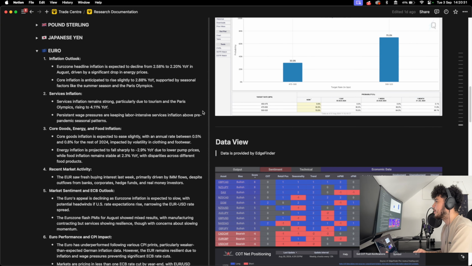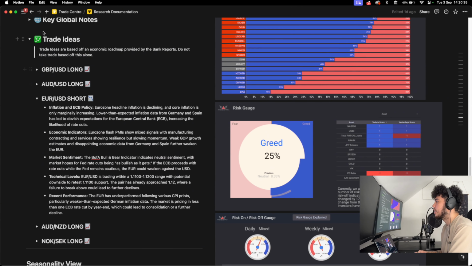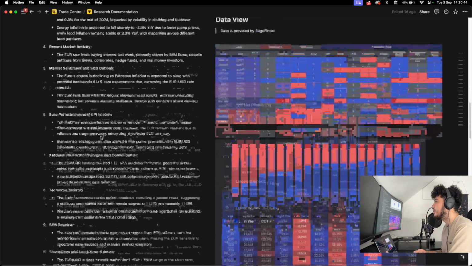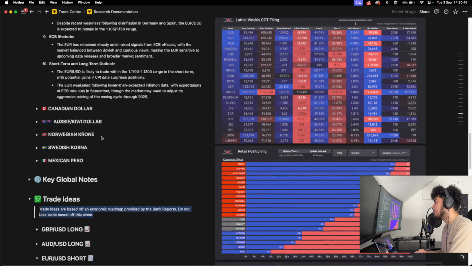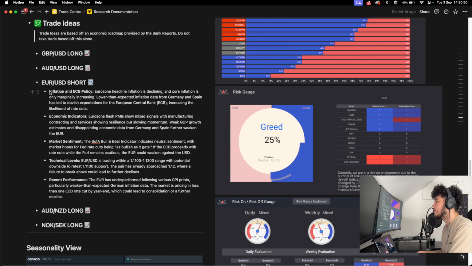Now, if we scroll down here, we have a trade idea. These trade ideas, again, are built by Elite Traders, by myself, and sent out to our members. And these are built from all the information that we get in these bank reports, from the aggregation we do from the bank reports. So if we look at the euro dollar short here, I'll read this out. Inflation and European Central Bank policy.